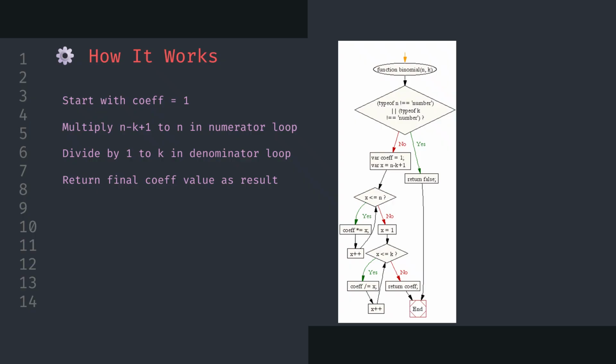The process begins by initializing coef to 1. We multiply a range of values in the numerator, then we divide by each integer up to k. This avoids large factorials and keeps calculations manageable. And finally, we return the coefficient result.